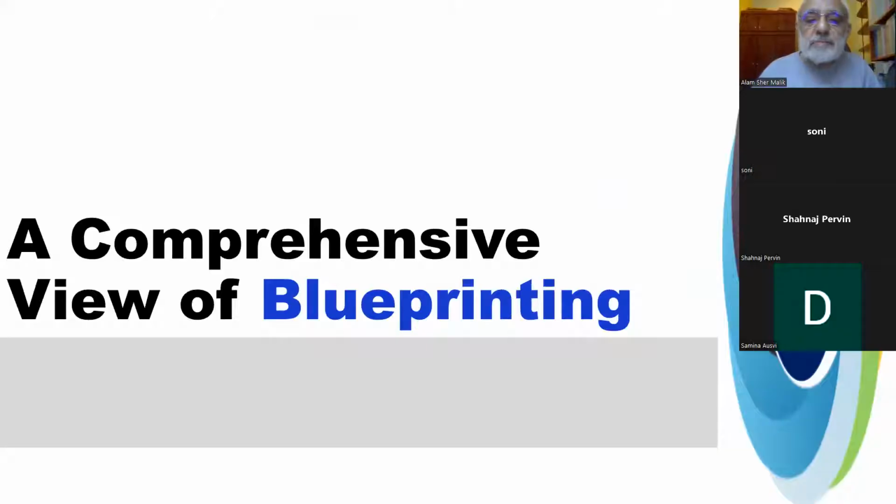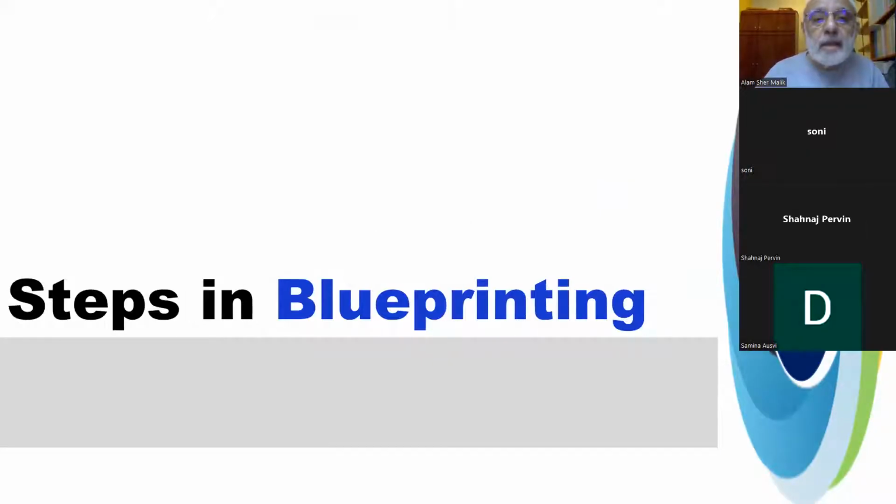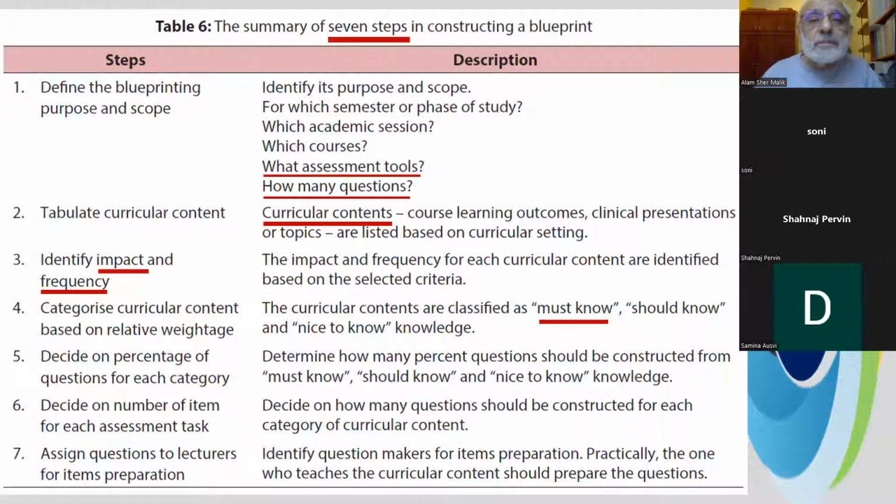After having these basic or simplistic views of blueprinting, let's look at a comprehensive view of blueprinting. There are a number of papers in the literature that describe blueprinting in different steps. This particular paper gives 7 steps in constructing a blueprint.